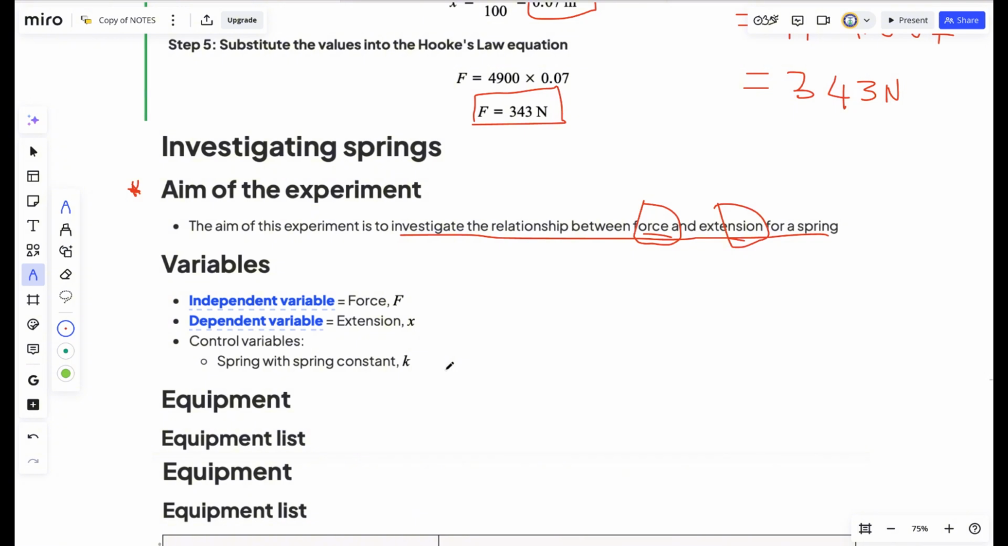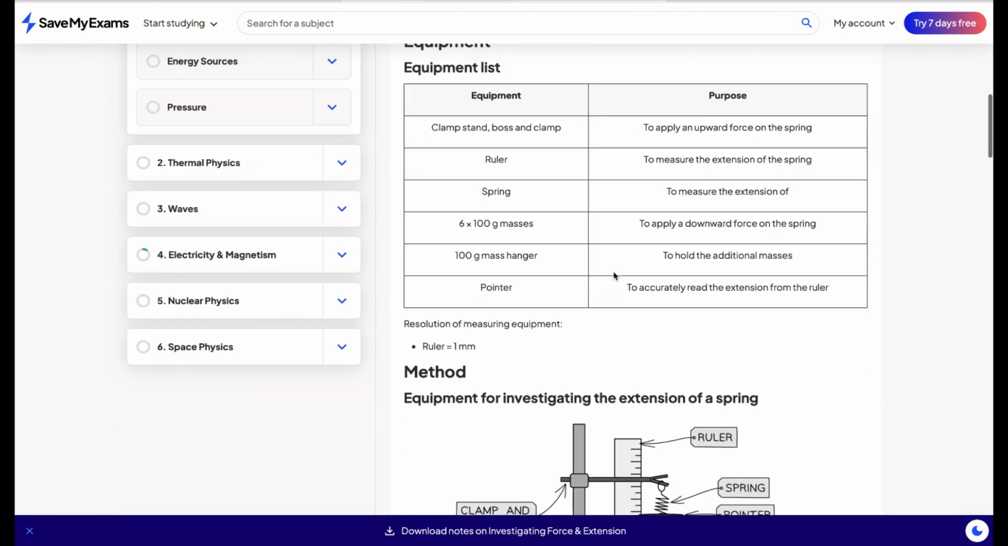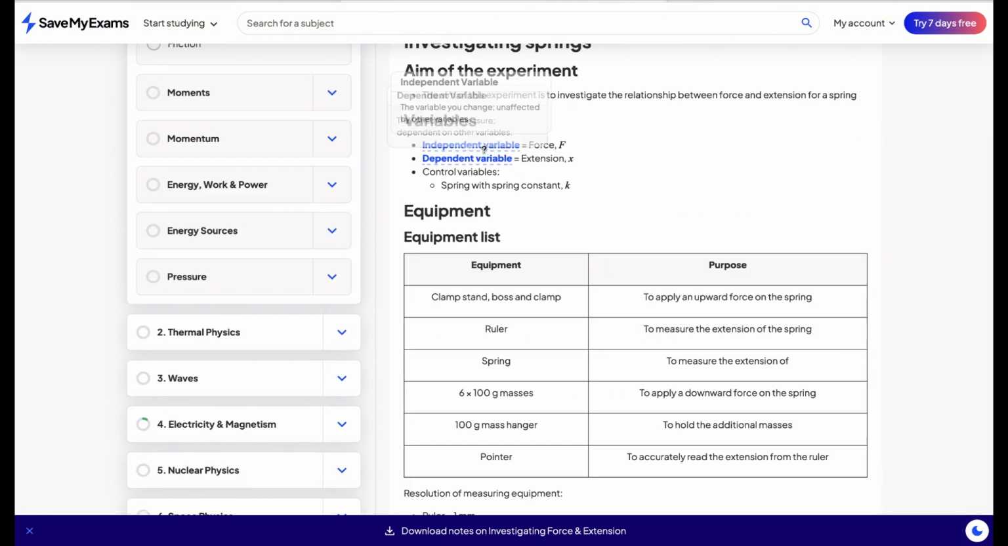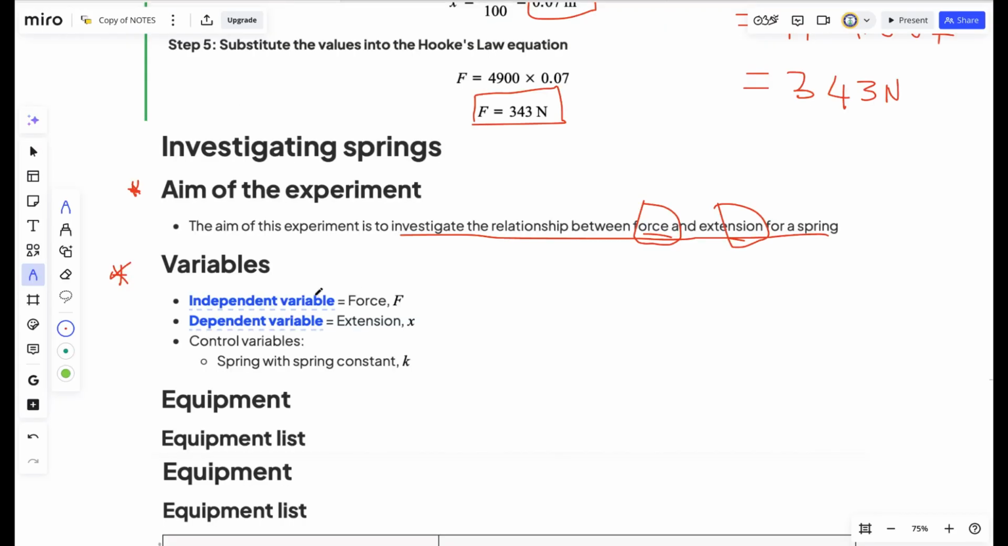Now, the next thing you write in your experiment is variables. You write your variables, the dependent variable and the independent variable. Okay? Just a moment. Now, what is the independent variable? The independent variable is the variable you change and is unaffected by other variables. You change it, but it's not affected. That's the independent variable. A good example for this experiment is the force.